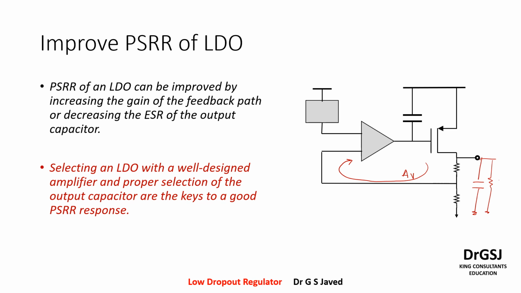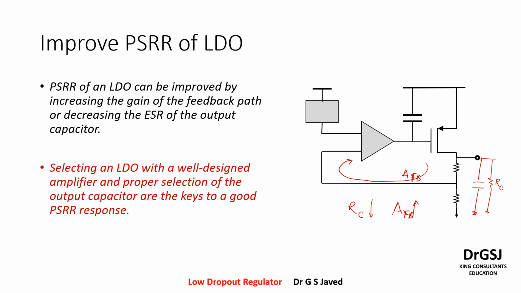So this is the RC that is present. Either you reduce RC, or you have to increase the gain of the feedback, which I will call A feedback, right? So if you increase this feedback, then you will get a better LDO.